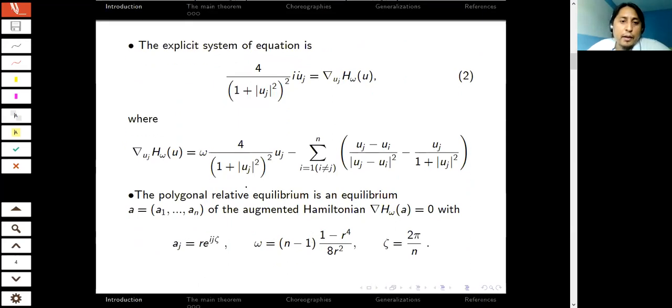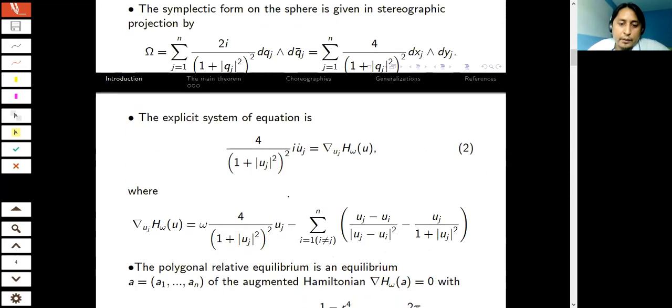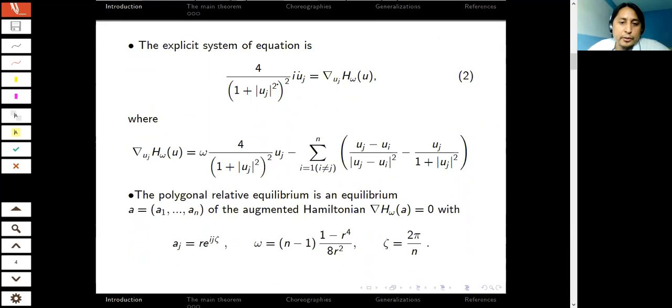Now this is my Hamiltonian. This is my symplectic form in the rotating frame. If I write the equations explicitly, they are going to be just this term, which appears from the area of the sphere seen in the stereographic projection. It is very classical, i u_j dot, giving the symplectic structure in complex coordinates, and then the gradient of H_omega of u, where the gradient of H_omega is given explicitly here.